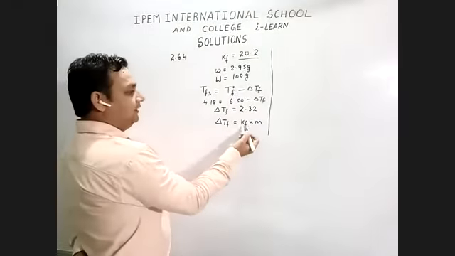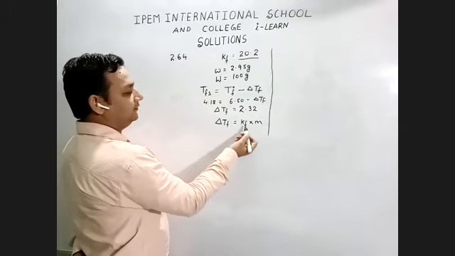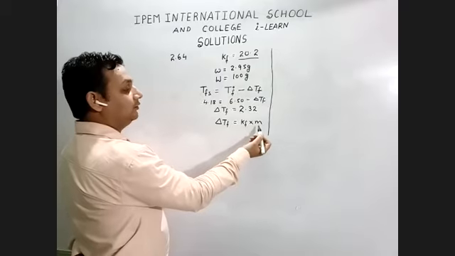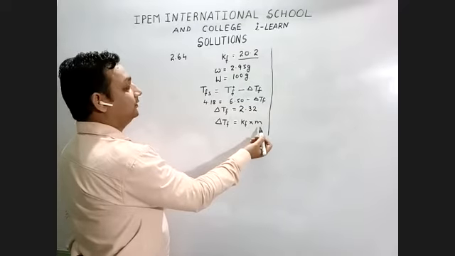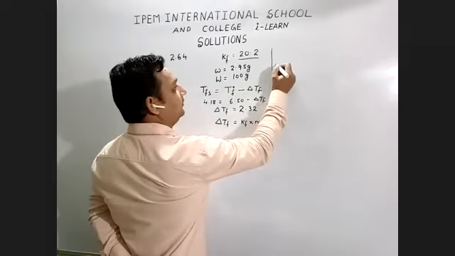Now delta Tf is equal to Kf into molality. In this equation, you know the delta Tf and Kf. Now the molality is the number of moles of solute dissolved per kg of the solvent. And we have to find the molecular formula. So the mass of sulfur we know.